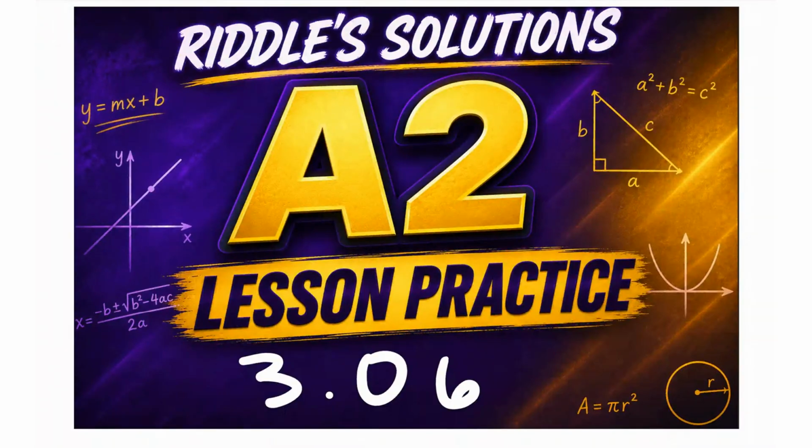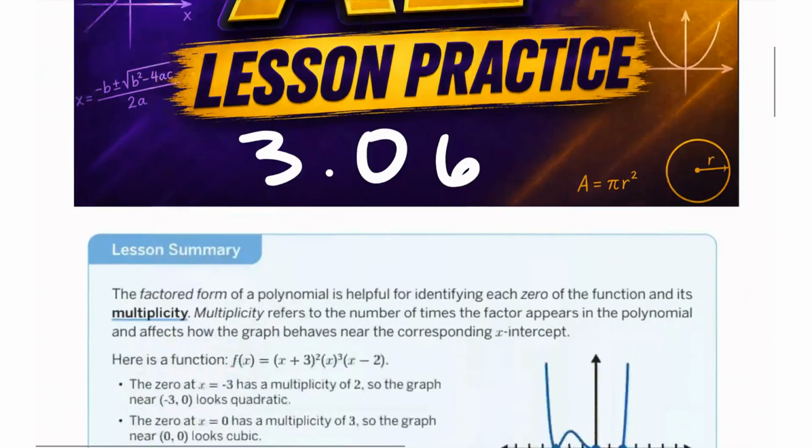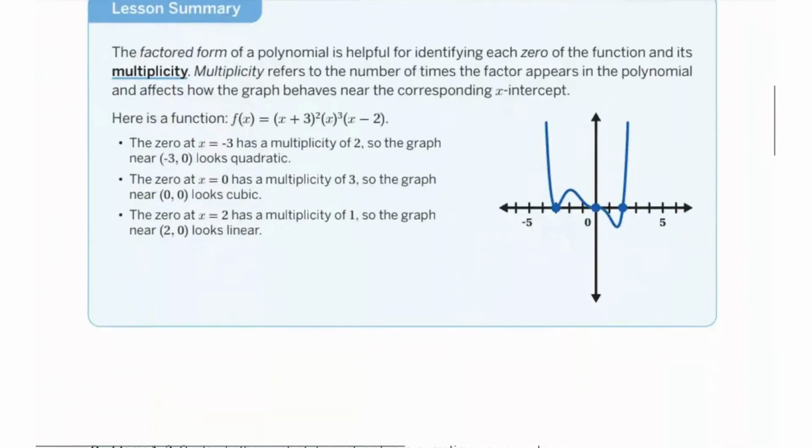Welcome back to our lesson practice review, where today we go through Chapter 3, Lesson 6, which is all about polynomials and their multiplicity. So, factored form of a polynomial makes it very easy to see what the x-intercepts are, because with what we know about the zero product property, if we set each of these pieces equal to 0, we can solve for what the x-intercept is.